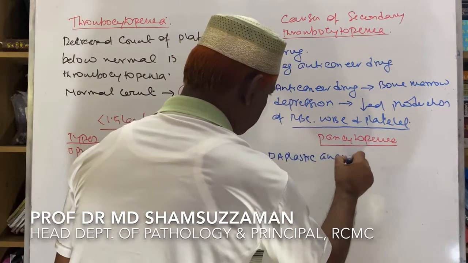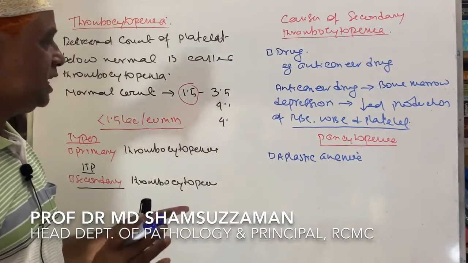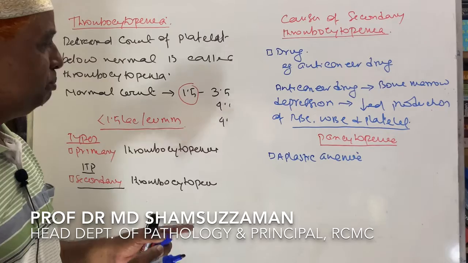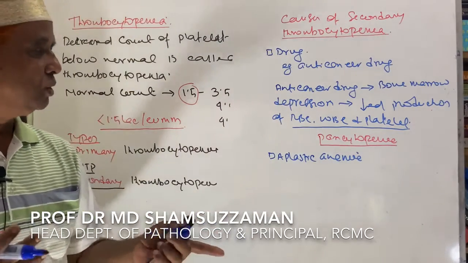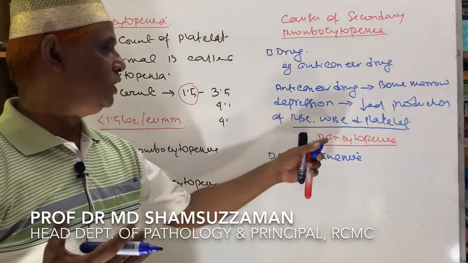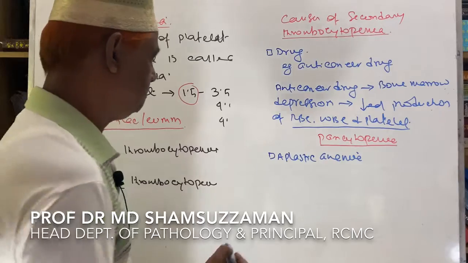Aplastic anemia. Dear audience, you know, in aplastic anemia there is hypoplasia of marrow. The marrow material is decreased, and within the marrow the fat is increased. So in aplastic anemia we get pancytopenia. Within the pancytopenia there is thrombocytopenia.